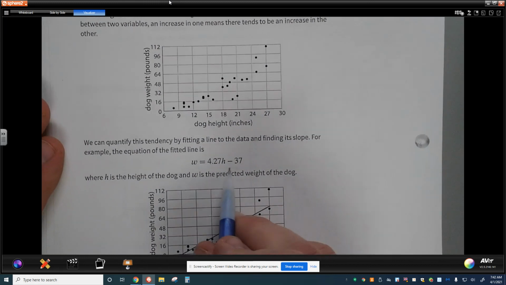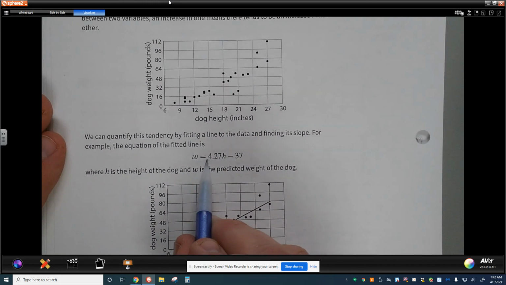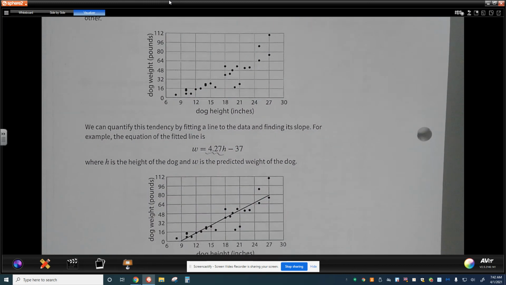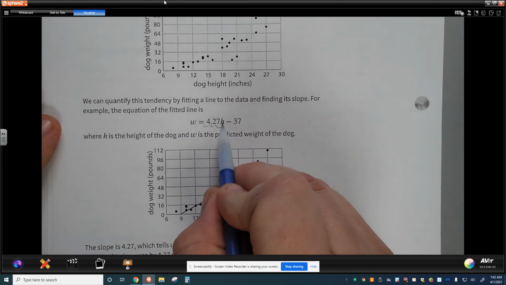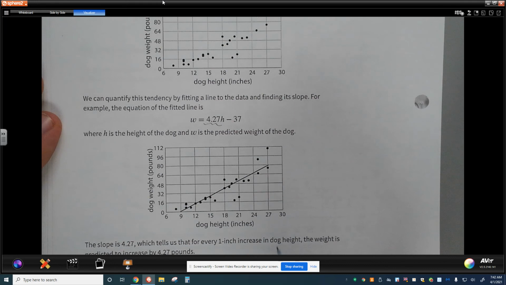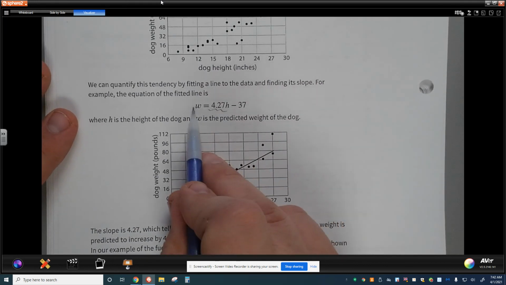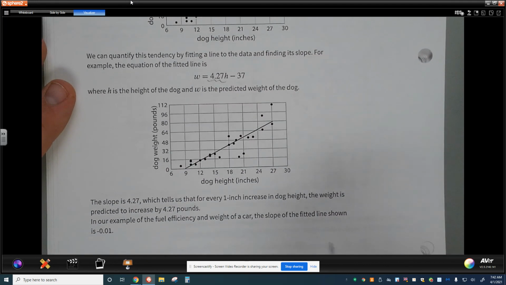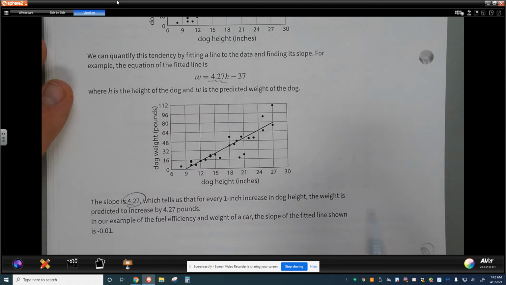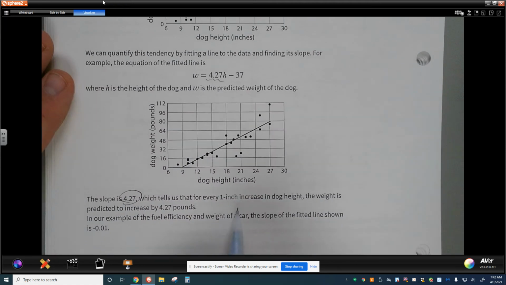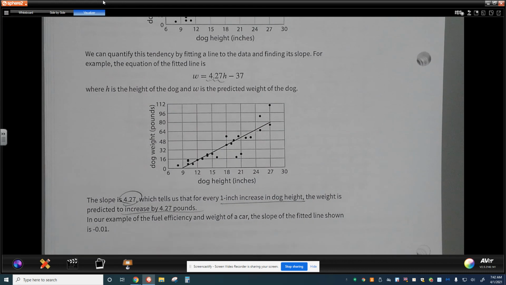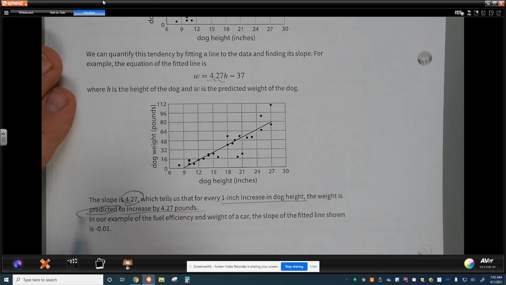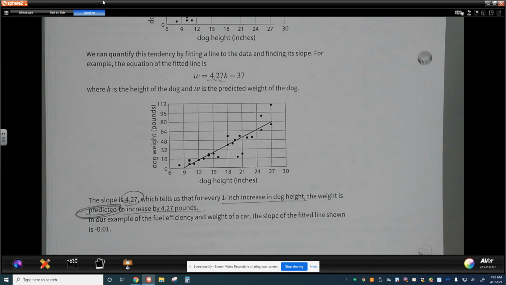When we go ahead and put a fitted line to the data, we see that we can come up with an average slope. For the height of the dog being H and the weight of the dog being W, the slope is 4 27/100, which tells us that for every 1 inch that the dog increases in height, the weight is predicted to increase by 4 27/100 pounds. I would really point that piece out. It says the weight is predicted to get that piece.